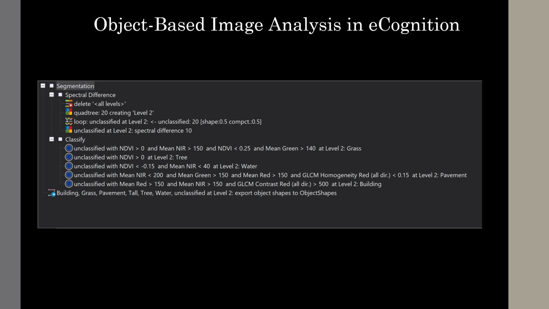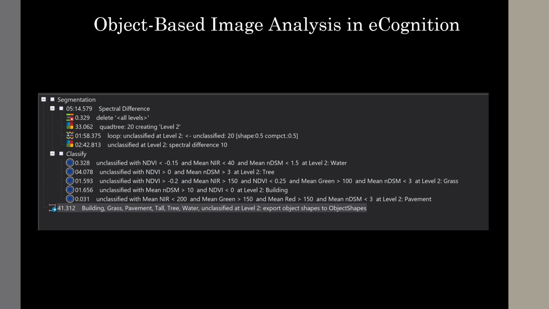I also experimented with GLCM homogeneity and contrast of the red band to see if it made any impacts compared to the near-infrared band we experimented with throughout this course. It did provide some value when trying to separate pavement from buildings. Here's the process tree used for the 2004 imagery with the NDSM. This process tree incorporates the NDSM to try and separate grass from trees and buildings from pavement.